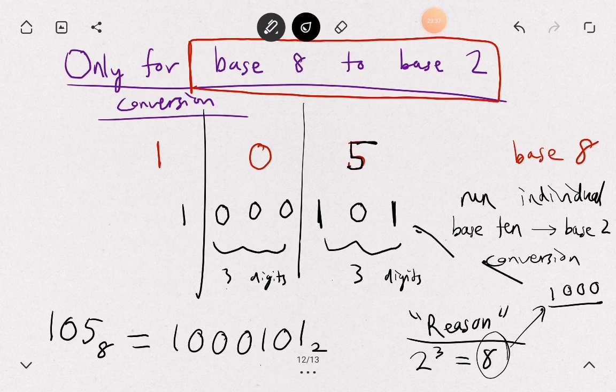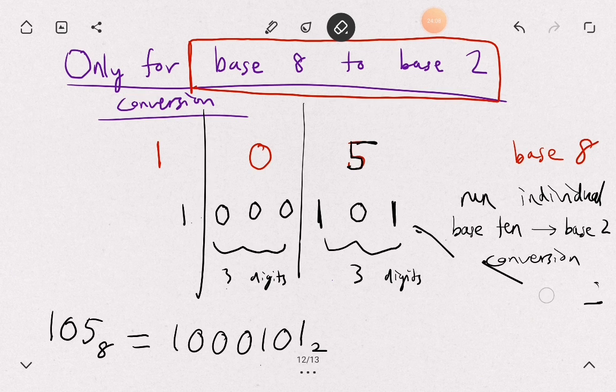Like 7 in the decimal system is 111 in the binary. And 7 is the highest 3-digit value in the binary. 111 is the highest, because after 111 you get 1000, right, which is 4 digits. So this is the reason this thing works, but you don't really have to know why it works, as long as you know that this method can be used.